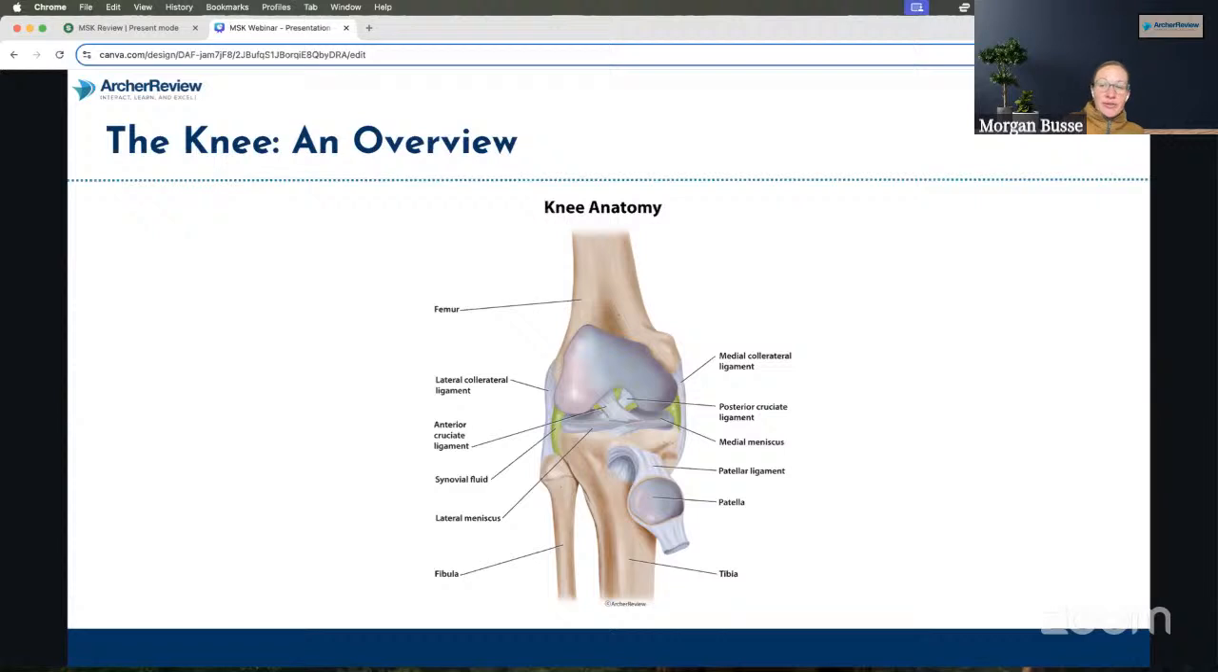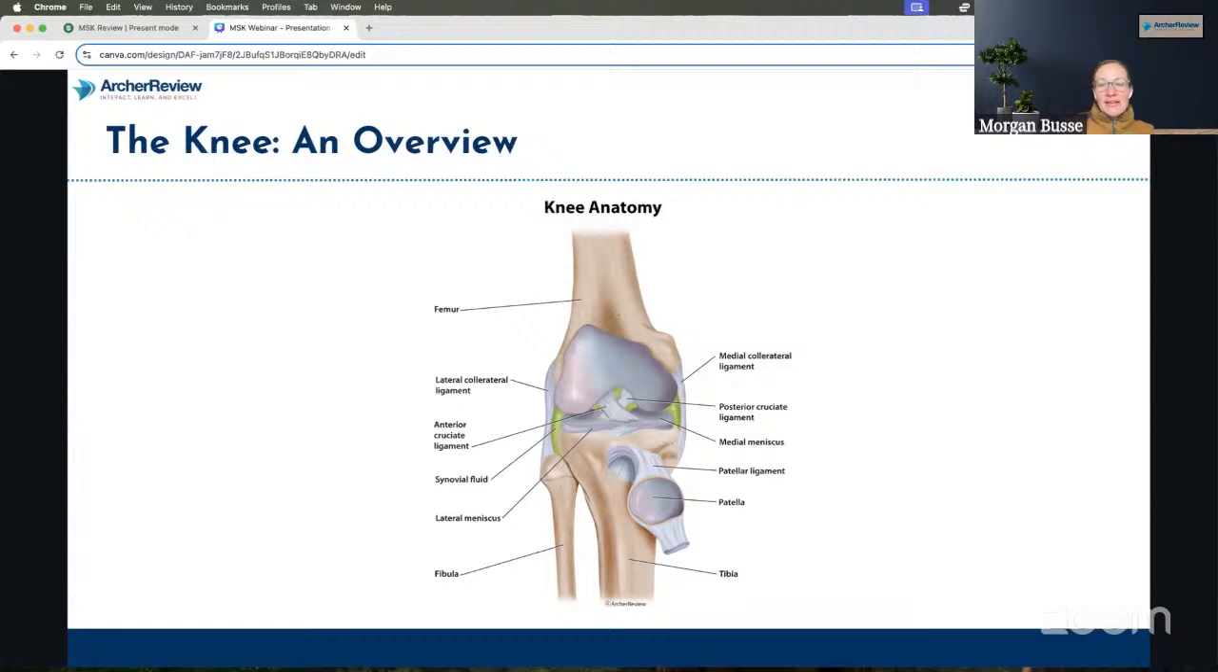Okay, the posterior cruciate ligament is right behind it and runs kind of opposite, kind of creates that X. So we have our anterior, and then behind it, our posterior. And that guy is going to limit the movement of the tibia backwards in relationship to that femur. Okay, and that provides stability and hyperextension.